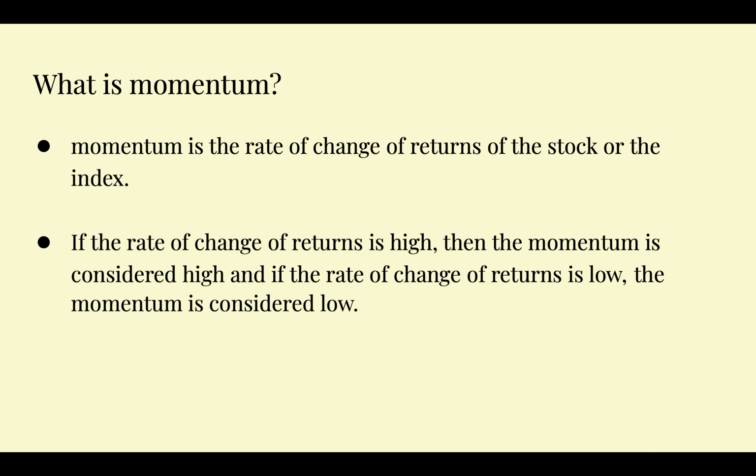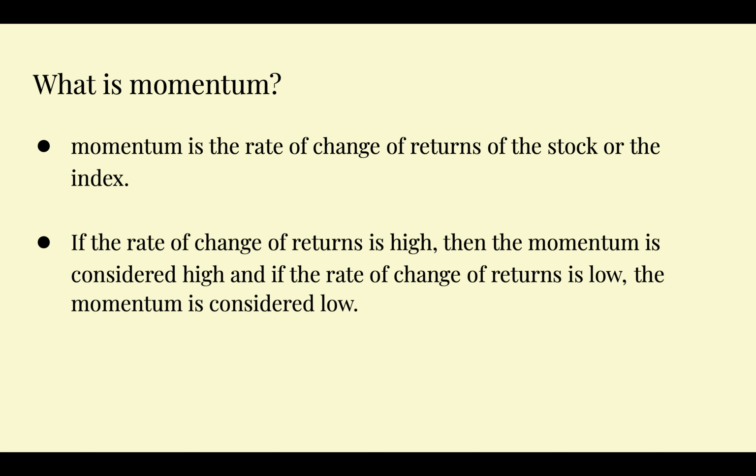Momentum is nothing but if a stock is moving higher and higher on a daily basis, then it is giving a positive momentum. If a stock is moving lower and lower daily, it is giving a negative momentum. So if it's giving higher returns daily, then it is high positive momentum. If it is giving lower returns daily, it is low positive momentum. So momentum can be on both sides, positive and negative. How it was moving is called the momentum of the stock.